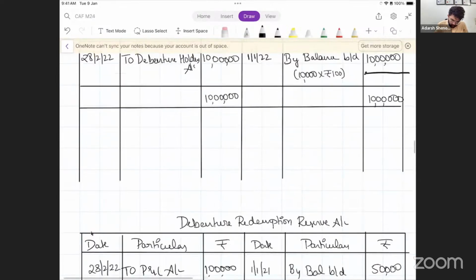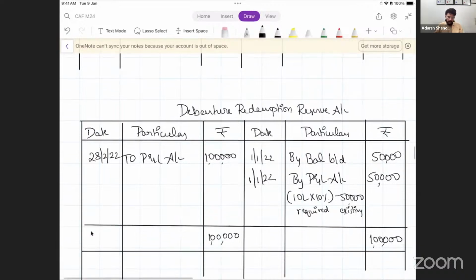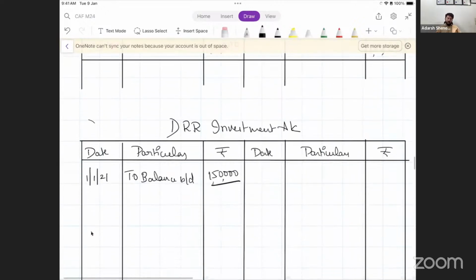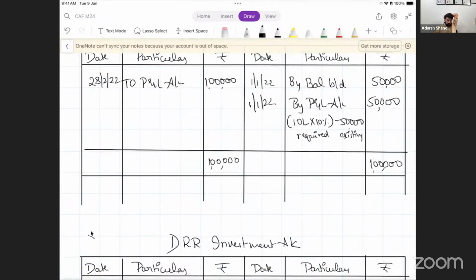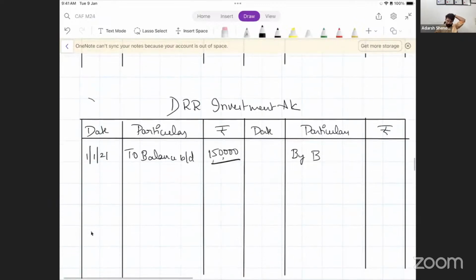21 or 22 or 22. This is also 22. Correct, no? 22. So the reserve closes there. Okay. Next, we have to do the investments. So investments again at par itself. So by bank account. We are not doing the P&L account here, so I don't have anything to credit. I posted only the debit aspect of this entry.